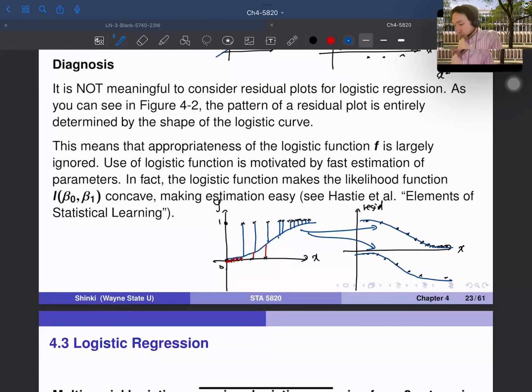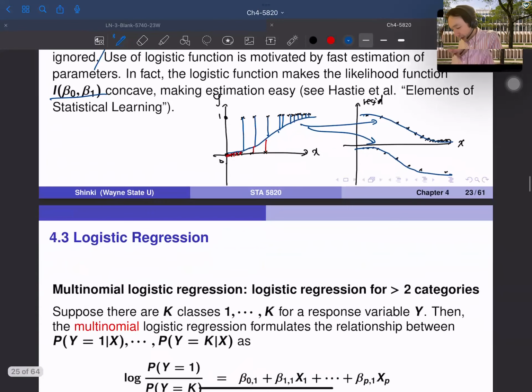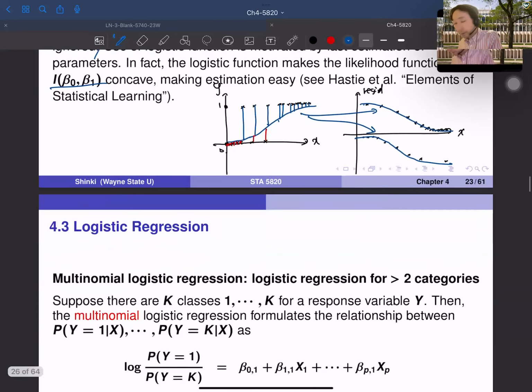Yeah, and this is a different issue, but the estimation is pretty good. I mean, it converges first because the likelihood function is concave in terms of beta naught and beta 1. Okay.